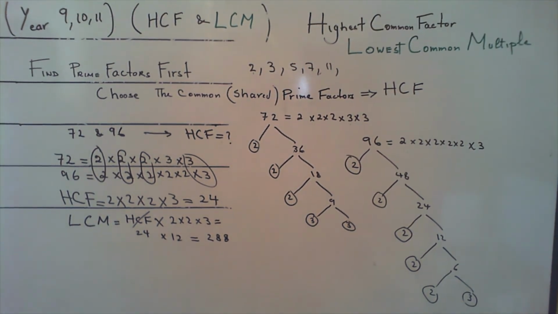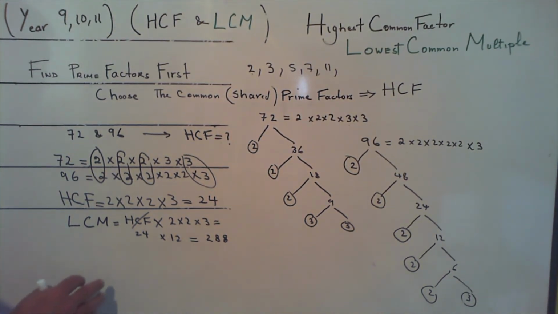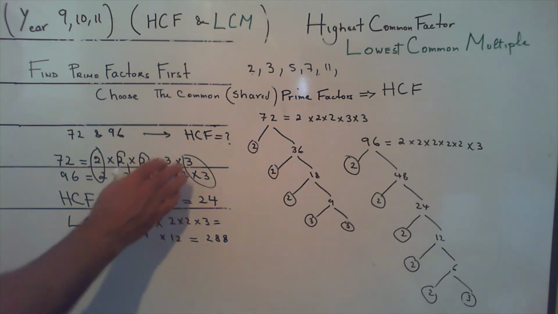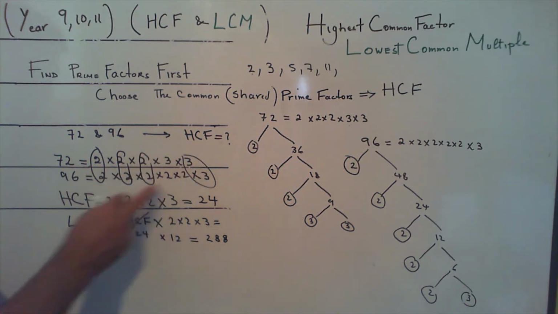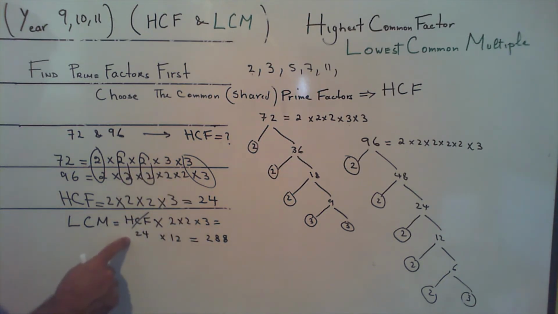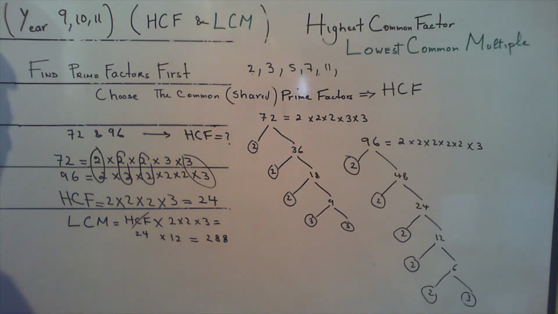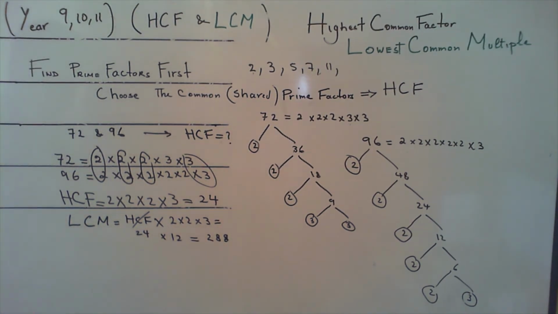So how did we find the LCM, the lowest common multiple? Even if you're not asked about HCF, you still have to find the HCF first, and then you write HCF times whatever is left over. In here, whatever was left over was 2 times 2 times 3. And then HCF was 24 times 12. Well, that's 288, because 10 times 24 is 240, and that's 48, so add it to 240 to make 288. Okay? I hope it's clear.